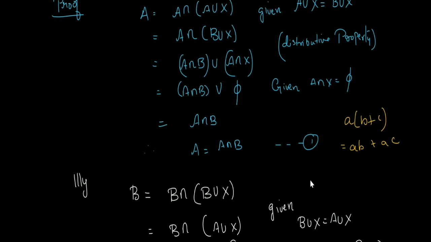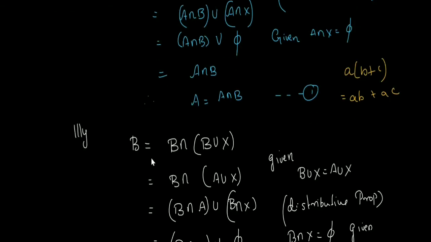Now the same way we can write B as B intersection B union X. So B is a small set, a subset, and B union X is a superset because B is a subset of B union X. So when you take the intersection, you will get the subset as the answer. You won't get the superset. You get the superset when you take the union. So B intersection B union X is equal to B.